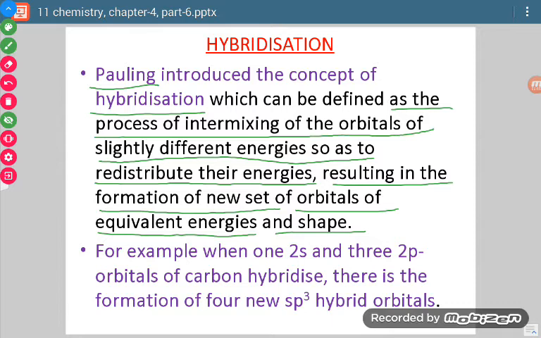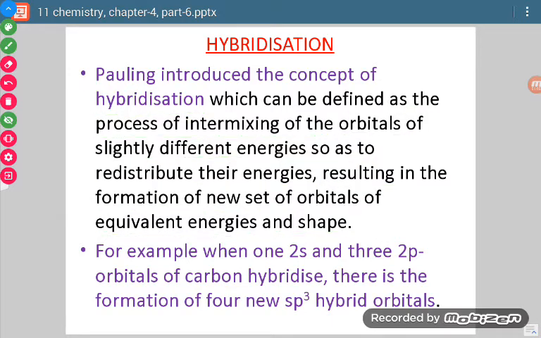Now see, what is the process? In this process, we have to intermix two or more orbitals which should be either of equal energy or there will be a slight difference in their energies, and then the total energy will be redistributed to form a new set of orbitals. Those new orbitals will have the same shape and same energy.